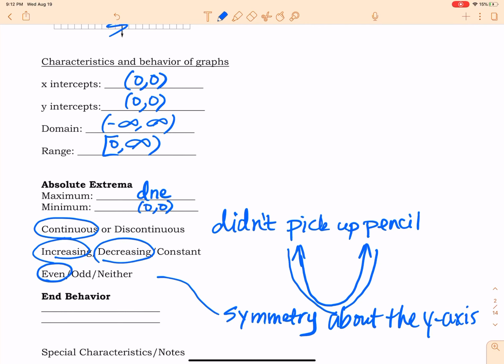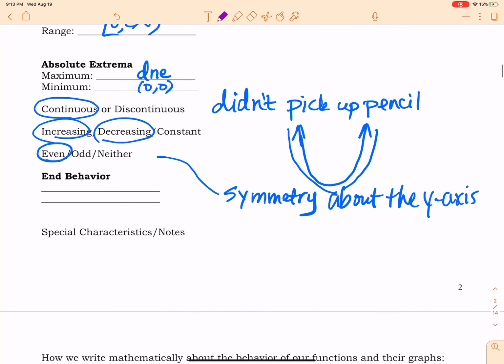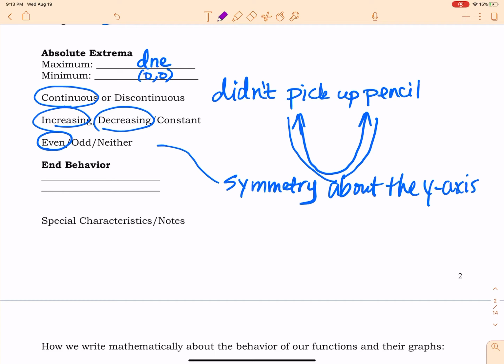Okay, end behavior. Let me revisit the graph. End behavior indicates what's happening right here. If you'll notice, it's going on forever this way and forever this way. So that is an indicator as to what my end behavior would be. The way we think about this is, as x values are approaching positive infinity, what's y doing? Well, it's doing the exact same thing. Let me draw that here so we can look at that. So here's my parent parabola, my parent quadratic function.